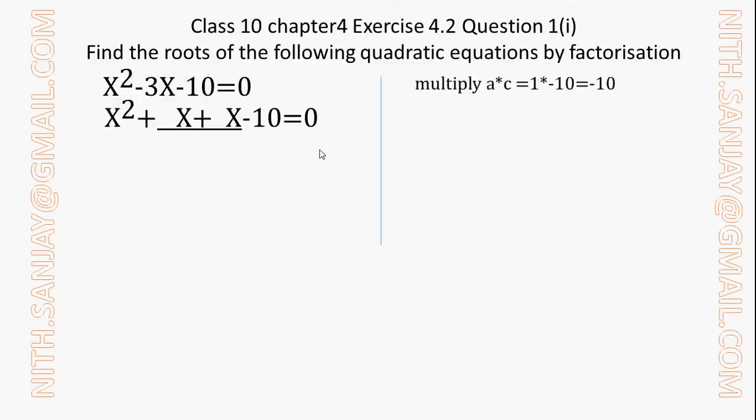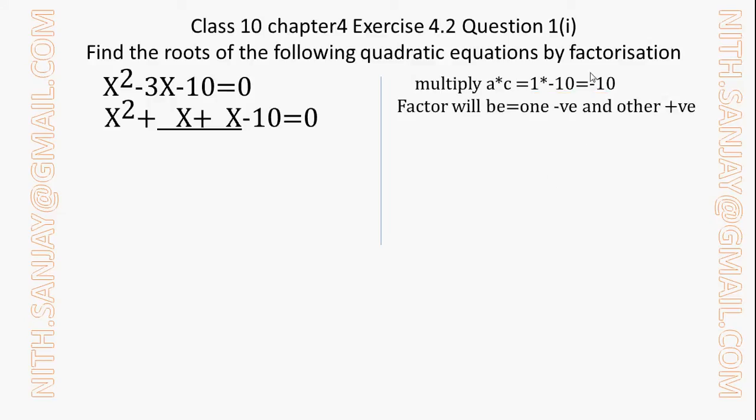First of all, what you do is multiply a and c. By a and c what I mean is a is the coefficient of x square, c is this constant term. Here the value of a is 1, value of c is minus 10. So I will multiply a and c. What I will get is minus 10, right?